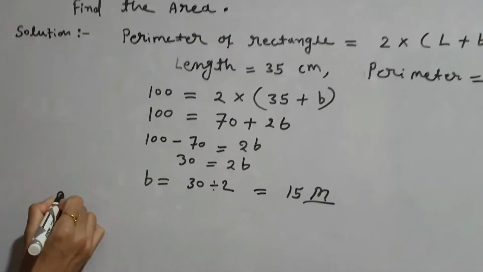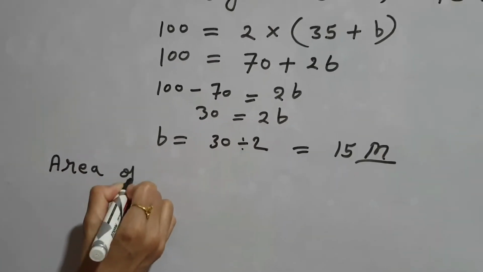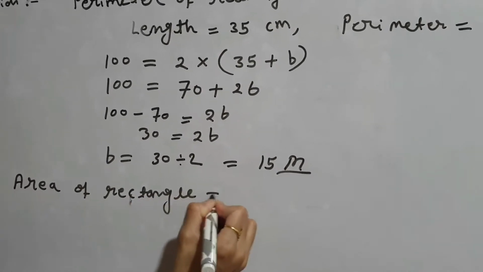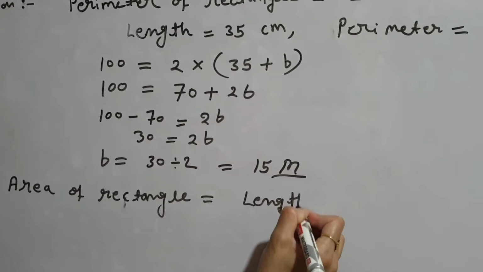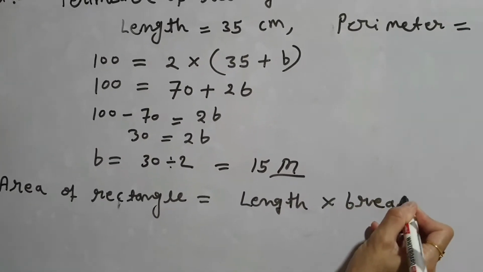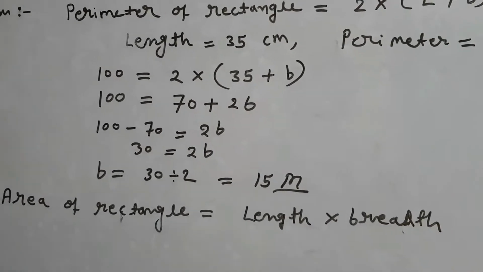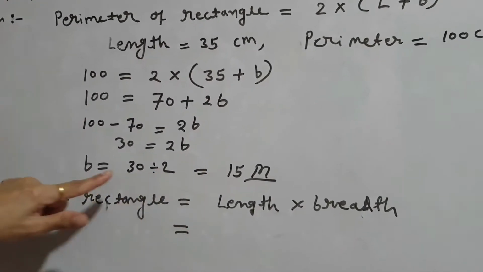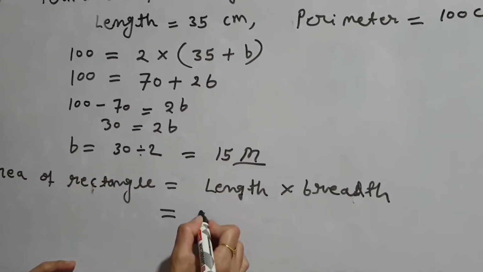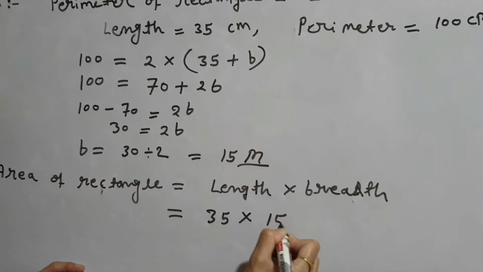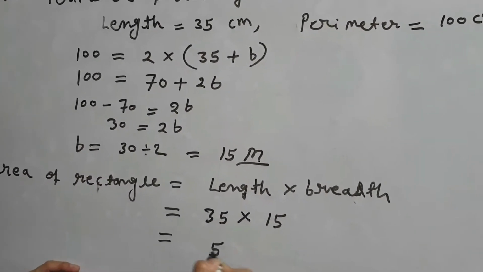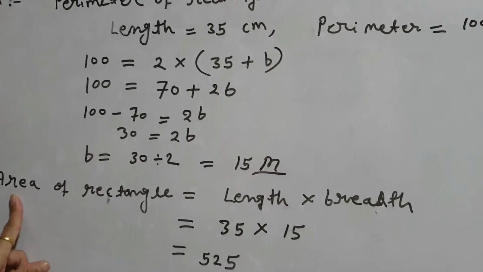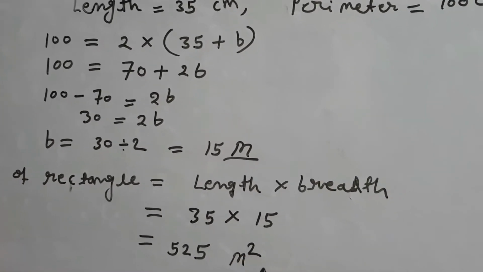So we will write the formula for the area of rectangle. What is the area of rectangle? It is length multiplied by breadth. Now length is 35 centimeter and breadth we have found here, 15 meter. So put the value: 35 multiplied by 15. 15 times 5 is 75. 15 times 3 is 45, plus 7, 525. And this is area, so it will be square meter.